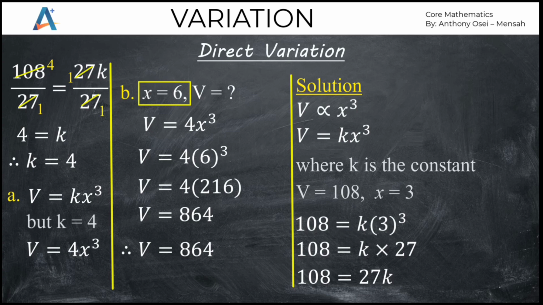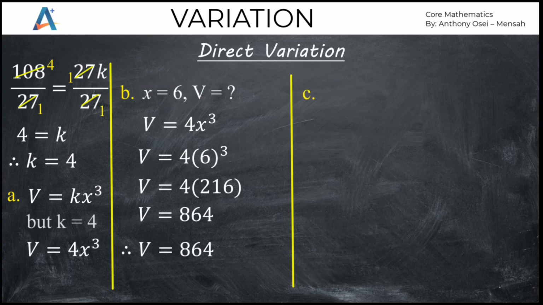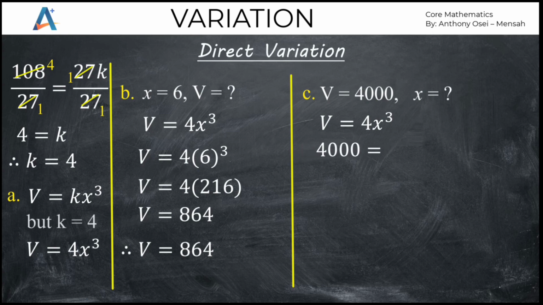Now let's go to the c. c says the length of x when v is equal to 4,000. We want to find x, which we don't know, and we have been given v as 4,000. So it's still the relation, or the formula, which is v is equal to 4x cubed. We have v as 4,000, and we have 4x cubed. Now we have to make x the subject.